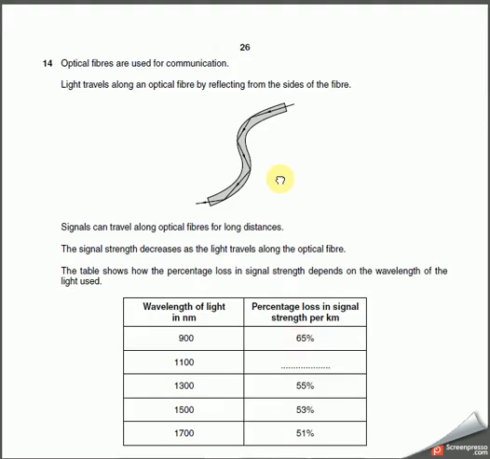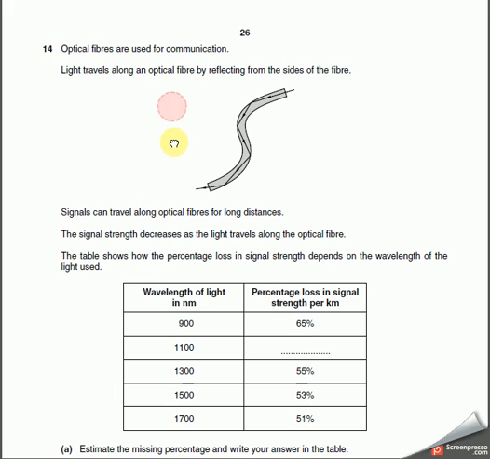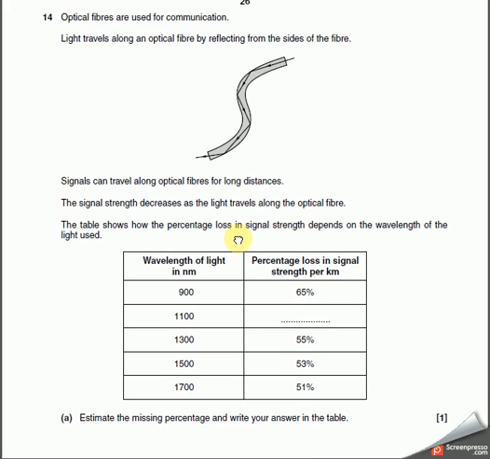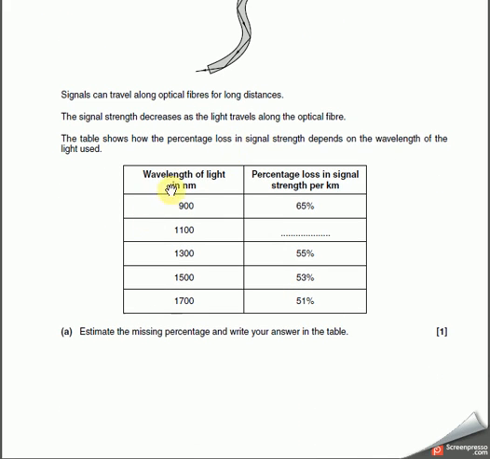Now, going over to this question, optical fibres are used in communication. Light travels along the optical fibre by reflecting off the sides of the fibre, and you can see that they're reflecting on the insides. Signals can travel along optical fibres for long distances. The signal strength decreases as light travels along the optical fibre. The table shows a percentage loss, and you can see the wavelength in nanometres, or nm. Percentage loss changes as the wavelength changes. Estimate the missing percentage and write it in. Okay, so let's have a look at that.